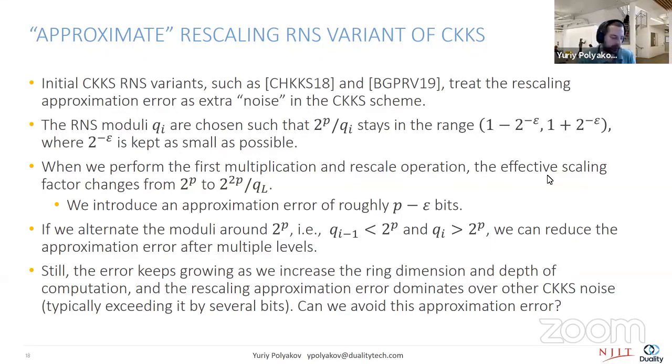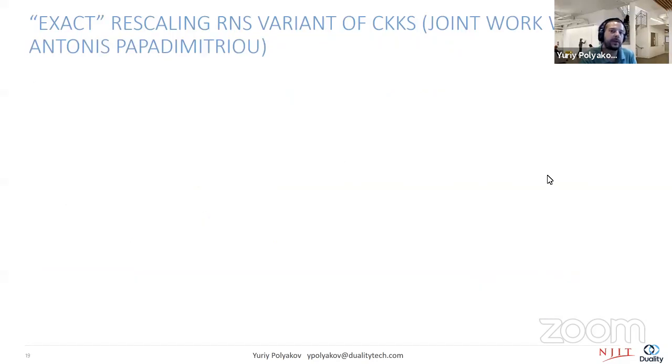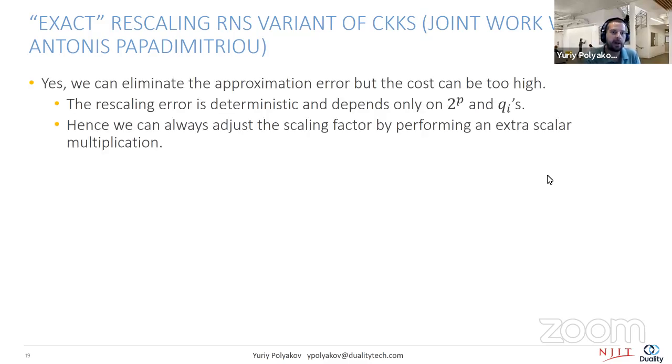So I'm going to get into the discussion of an alternative RNS variant that's available in PALISADE. I think it's available since November, but we haven't had a chance to write it up anywhere. This is joint work with Antonius Papadimitriou. And the answer to the question of can we do better? Shai already said we can do better, but we'll take a slightly different path in this case.